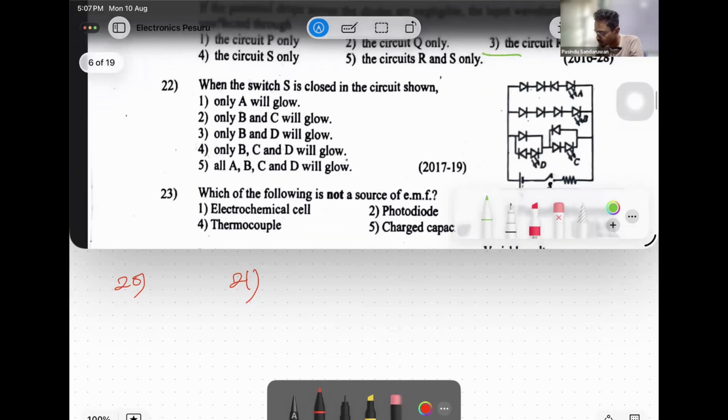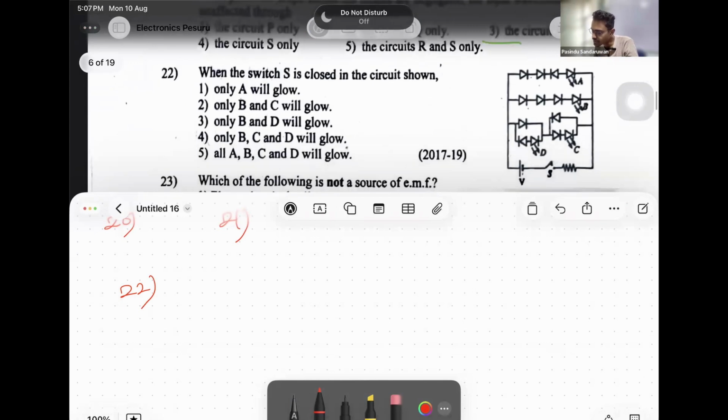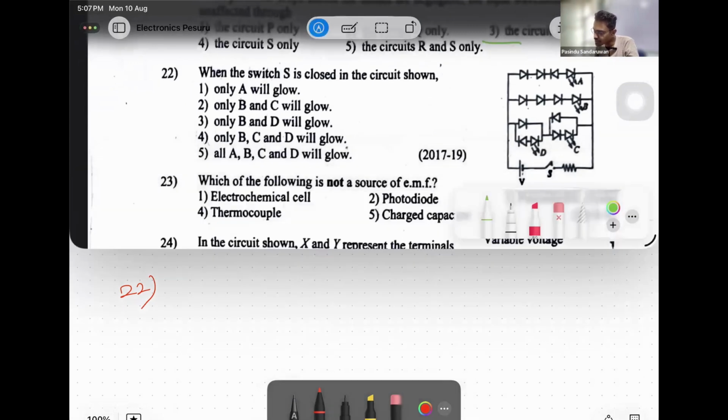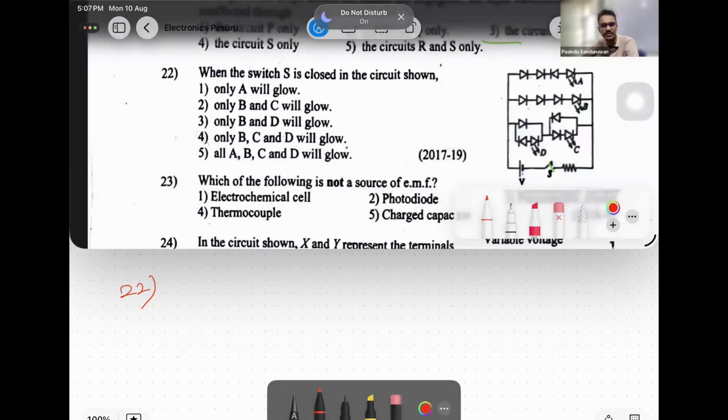22. When the switch S is closed in the circuit shown, only A will glow. This is closed now. Check the forward and reverse diodes. If a diode is forward biased only, a current flows through it.